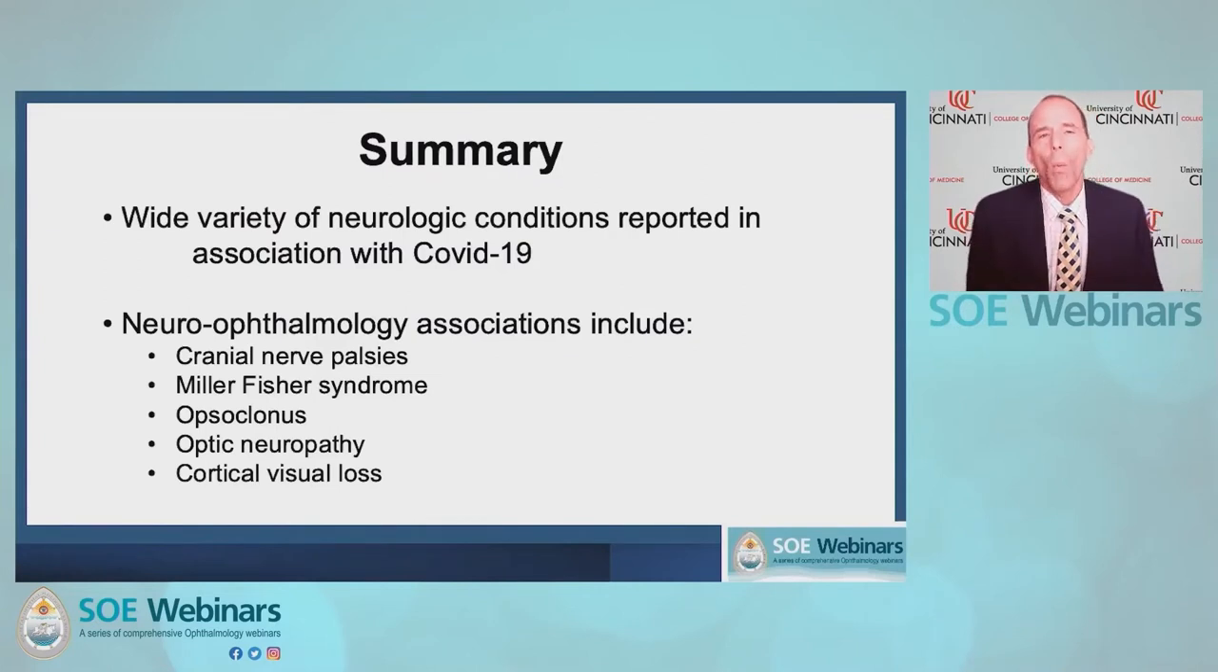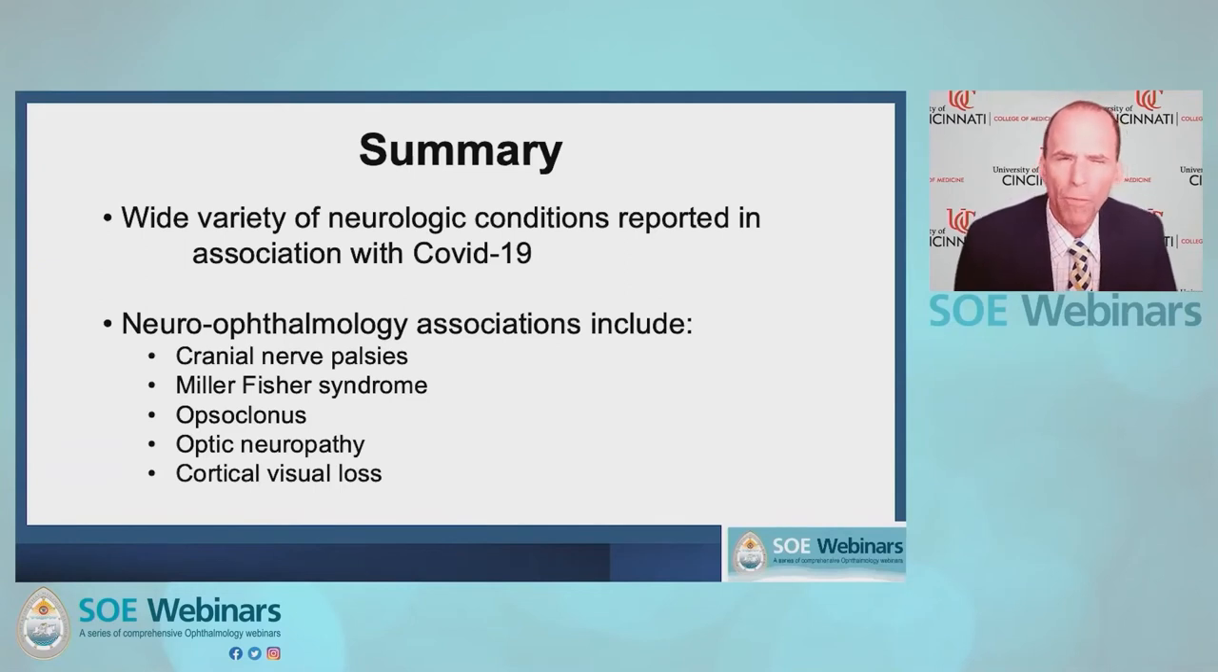So in summary, there have been a wide variety of neurologic and neuro-ophthalmologic conditions associated with COVID-19. Now, the question, of course, is, is it really due to COVID-19? People can get any of the things we've described for other reasons, and got them prior to the pandemic for a variety of other reasons. So is it just coincidence? I don't think we know the answer for absolute sure.